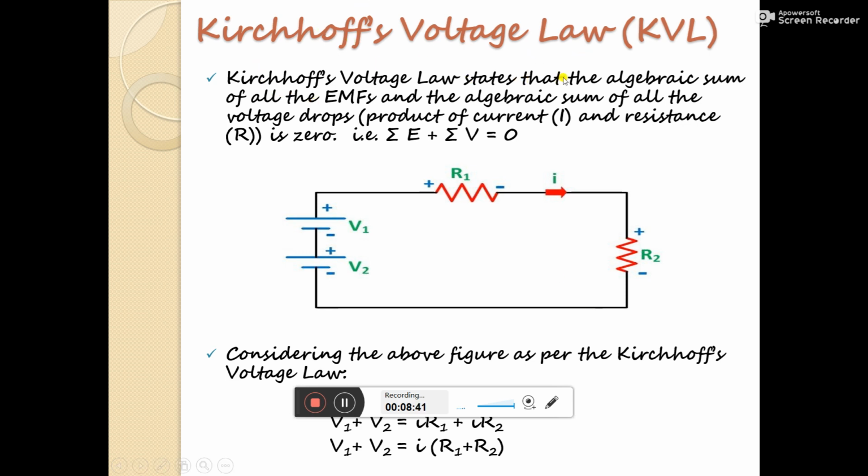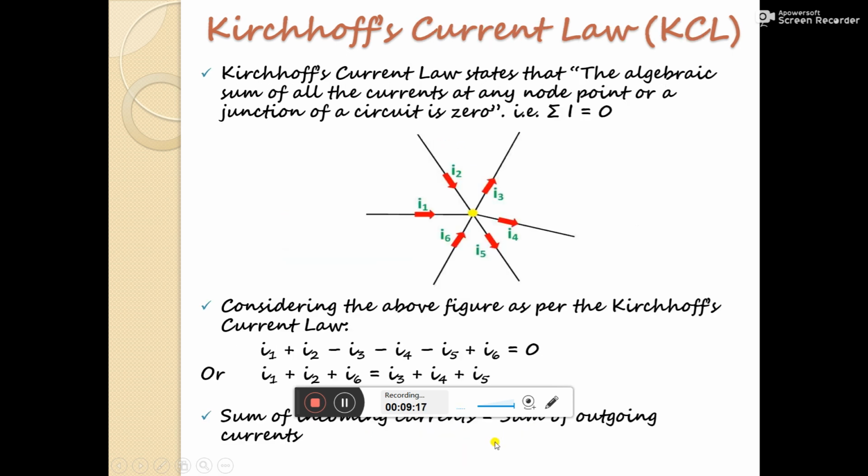Kirchhoff's voltage law states that the algebraic sum of all the EMFs and the algebraic sum of all the voltage drops, that is the product of current and resistance, is 0. So we can write summation of E plus summation of V, the voltage drops in the circuit, is equal to 0. Considering the above figure, as per Kirchhoff's law, we can write V1 plus V2 is equal to IR1 plus IR2, or V1 plus V2 is equal to I in bracket R1 plus R2.